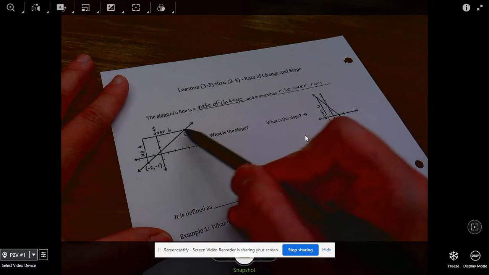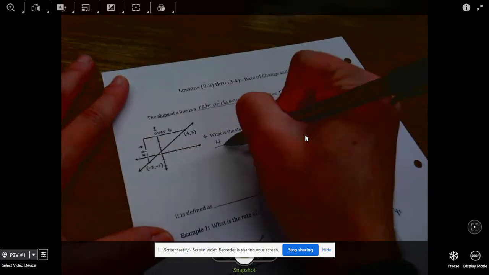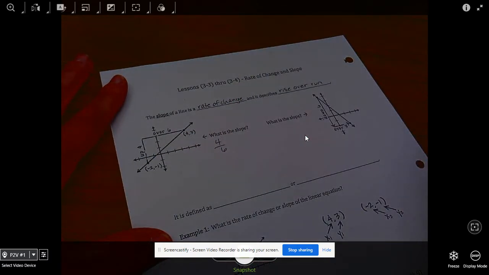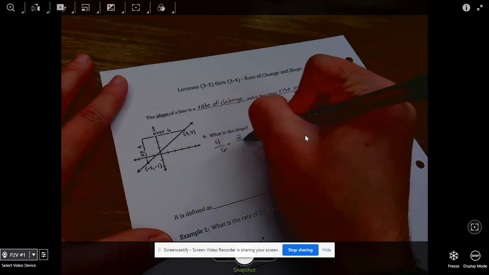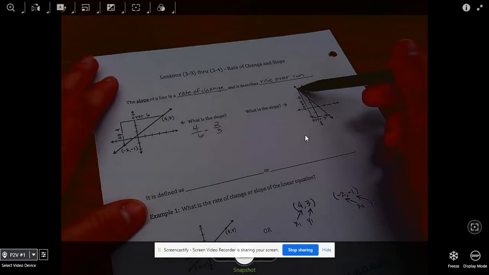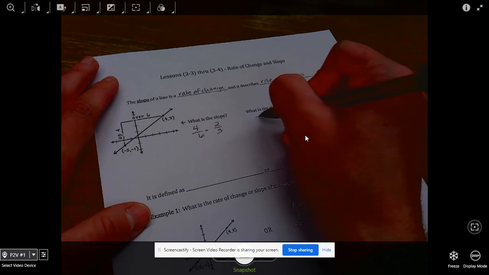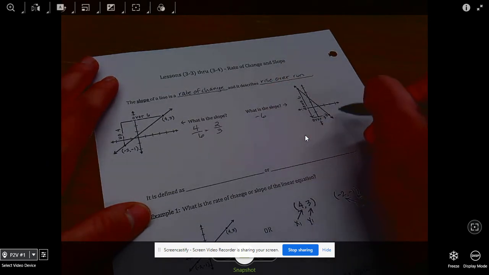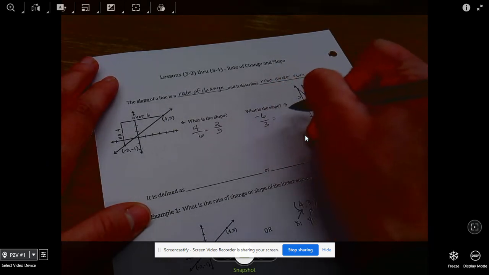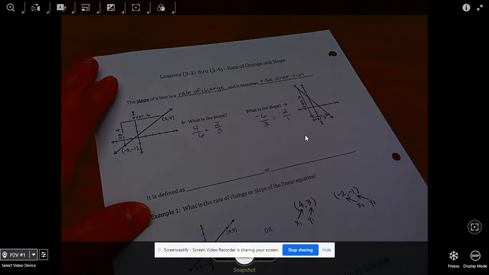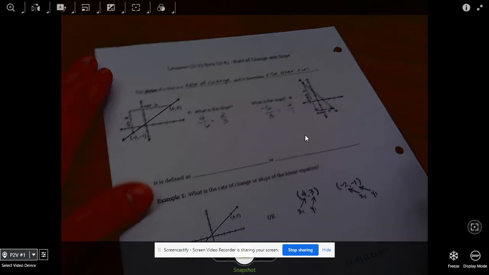So what is the slope here? You're going up 4 and over 6. That can be reduced. Cut in half, cut in half. What's the slope here? Rise over run. So our rise was actually down, so it's negative, and over 3, which reduces to negative 2 over 1, which is just negative 2. Okay?